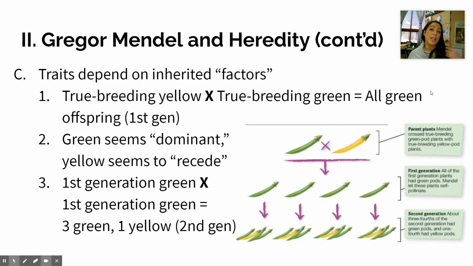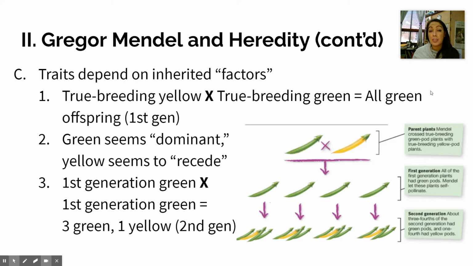So if you were to cross a true breeding green plant and a true breeding yellow plant, cross-pollinate them, you end up with all green plants. This tells us that the green trait is dominant. That means if that offspring plant even has just one green trait from one parent, that green trait is going to take over, and that's what's going to show. That yellow trait still gets passed on to the offspring, but it's kind of hidden.